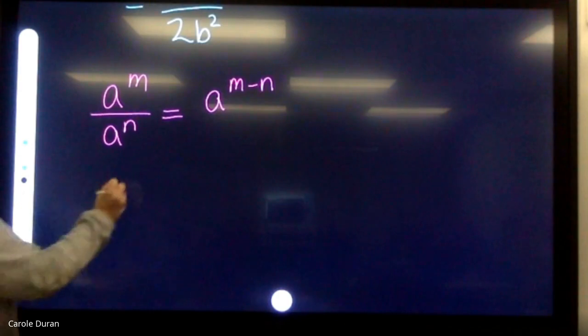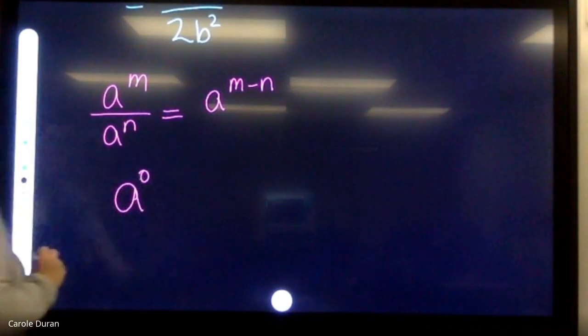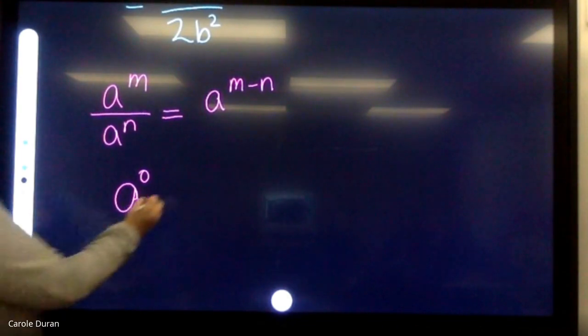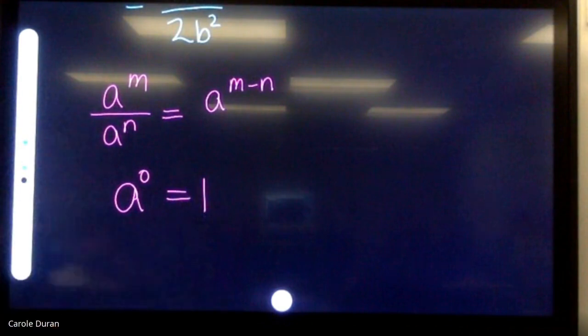Another rule I have is if I get something to go to 0 as an exponent, that's always equal to 1 no matter what my A is. So it could be 100 to the 0 power. Guess what? That's still 1. Wait, so it'd still be 100 times 100? No, it'd just be 1. That's it. Anything to the 0 power equals 1.